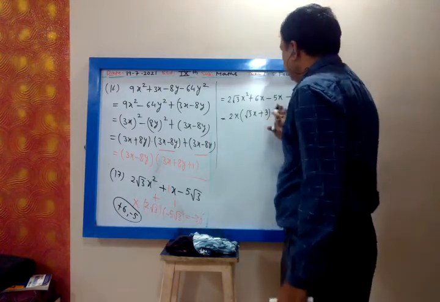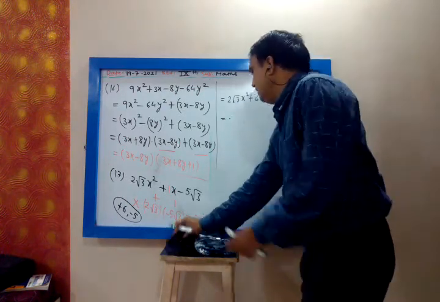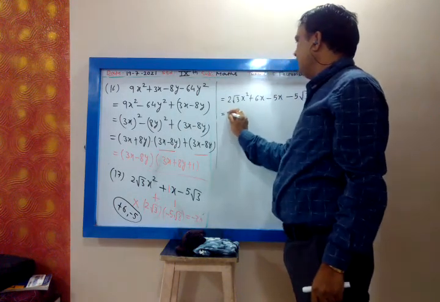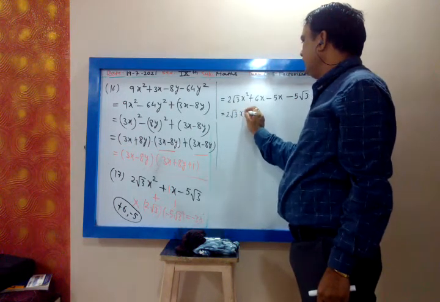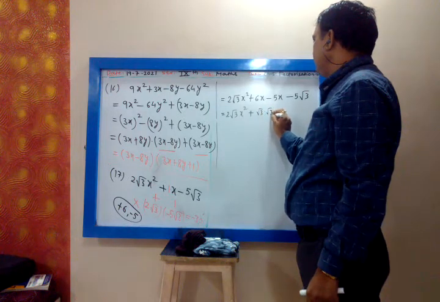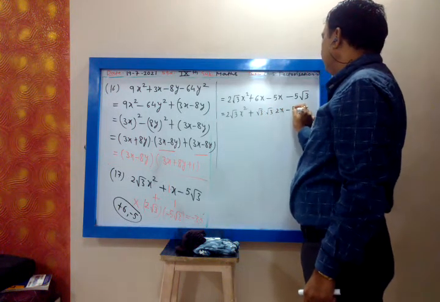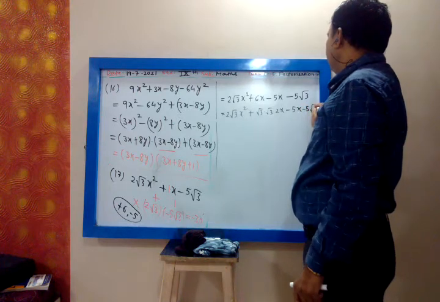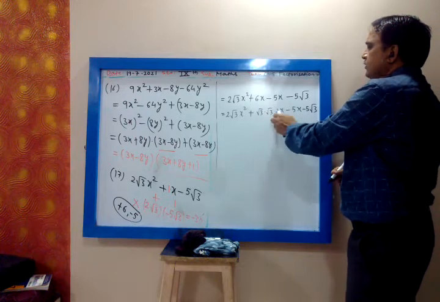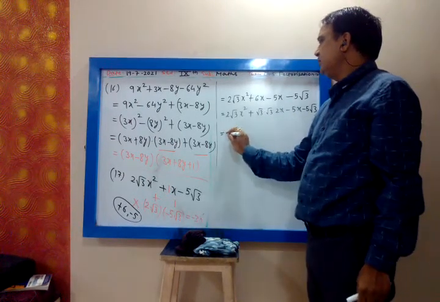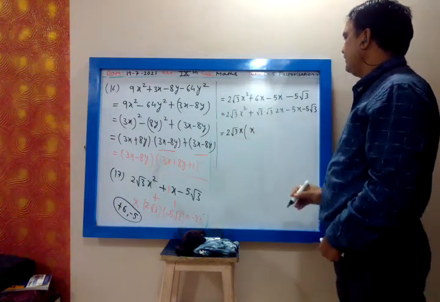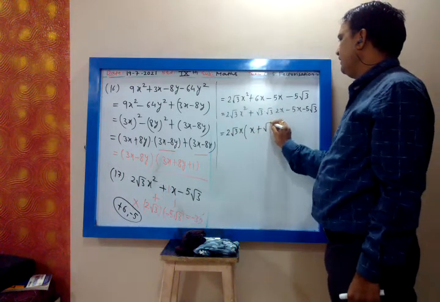Yes. Let us take root 3 also common. Let me write one more step. This I can write 2 root 3 x square. Then 6 I can write root 3 into root 3 into 2x minus 5x minus 5 root 3. Root 3 into root 3 is 3, 3 into 2 is 6. Now what is common in them? 2 root 3 x is common. Then it is x plus root 3.